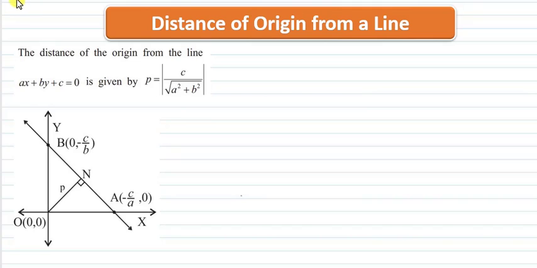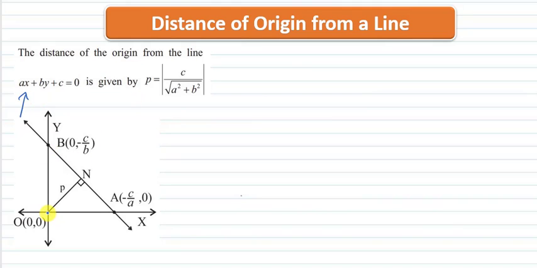Now, in this video, we are going to derive the formula for the distance of a point from a line and the distance of the origin from a line. Here in the figure, you can see this is a line. Let's suppose its equation is in standard form, that is ax plus by plus c equals 0.